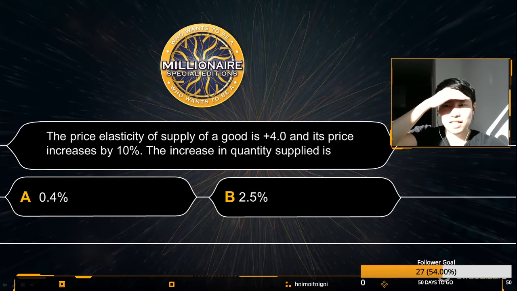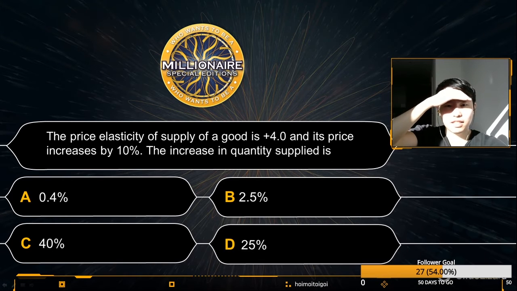The price elasticity of supply of a good is plus 4.0, and its price increases by 10%. The increase in quantity supplied is... what do you think it is? A, 0.4, B, 2.5, C, 40, D, 25.